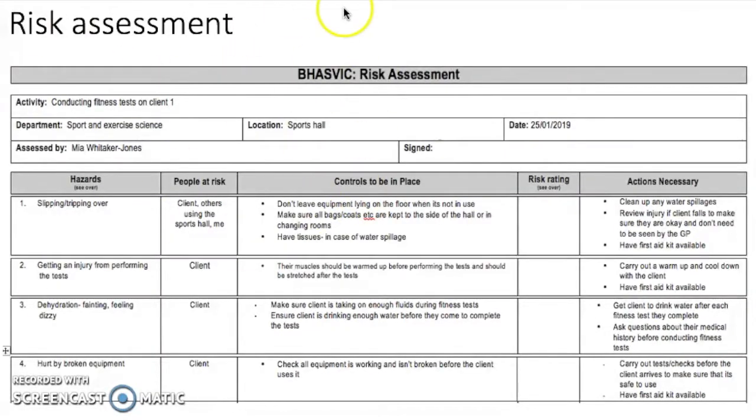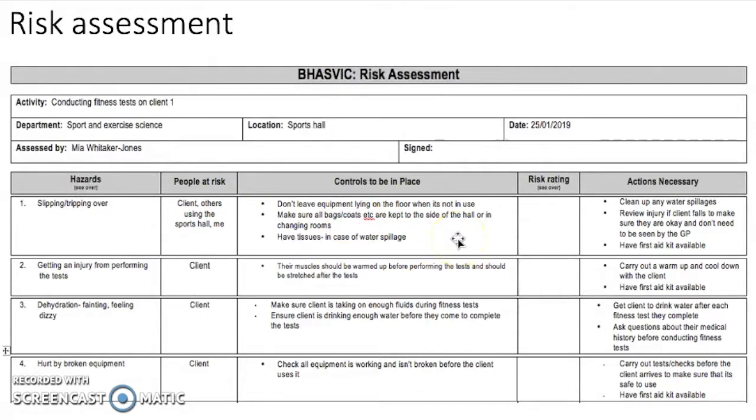I then did a risk assessment for the area in which we were going to be carrying out the tests. Here I've done some of the hazards, such as slipping and tripping over, the people at risk, and then the controls in place. For slipping and tripping over, the people at risk are the client, others using the hall, and me. Controls in place: don't leave equipment lying on the floor when it's not in use.